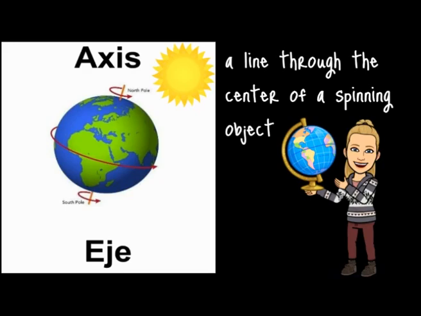Our next vocabulary word is axis. Eje. An axis is a line through the center of a spinning object. So the Earth has an axis. There is an invisible line through the center of the Earth called an axis.